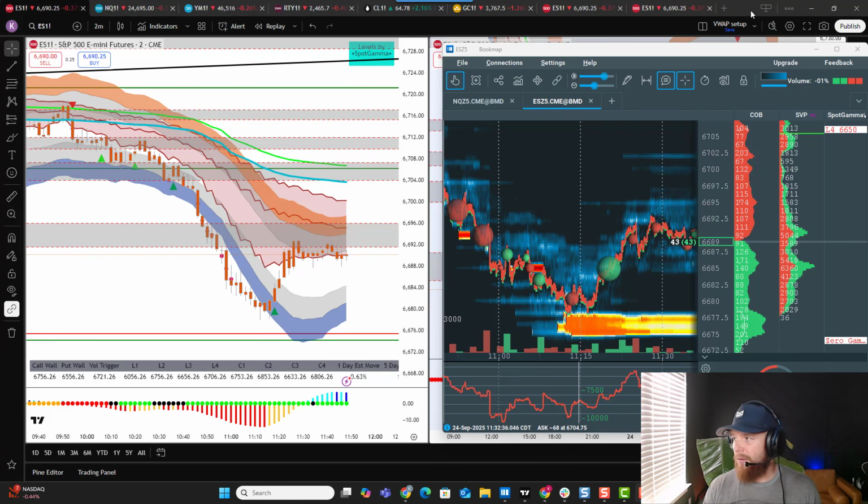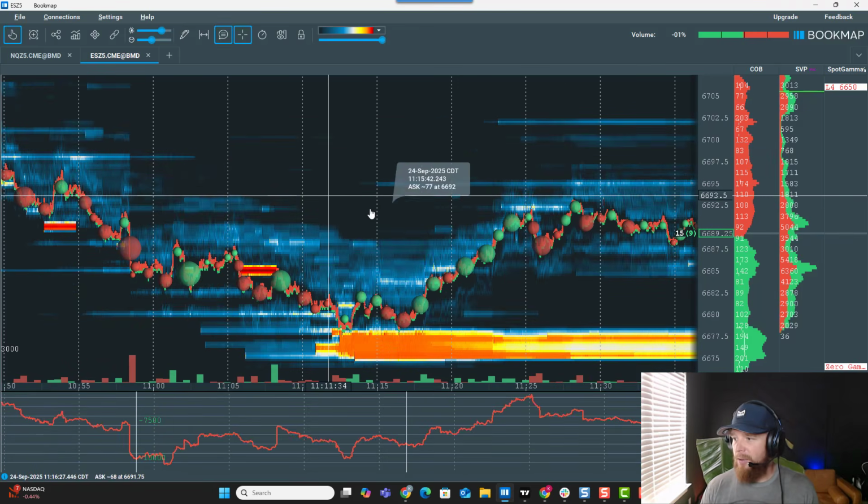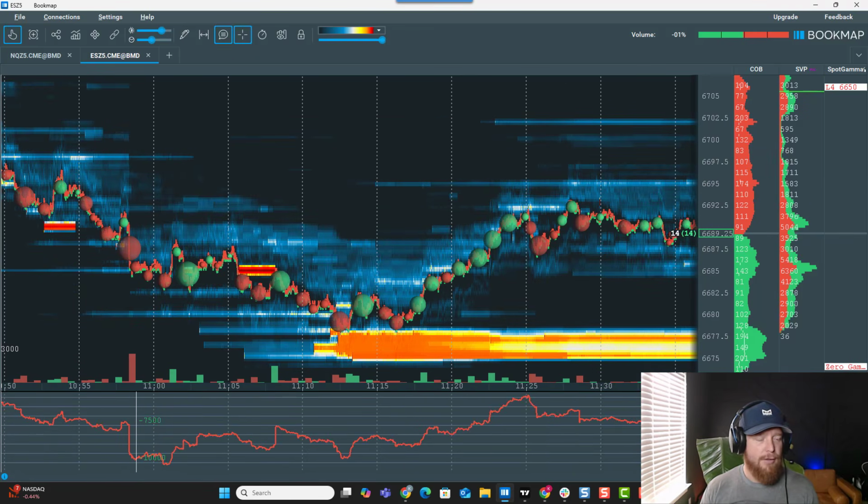All right, so first thing I want you to look at is I'll pull up Bookmap here. And what you're looking at is, if you look to the right of the screen, you see this little column that says Spotgamma. So this is my little Spotgamma level.